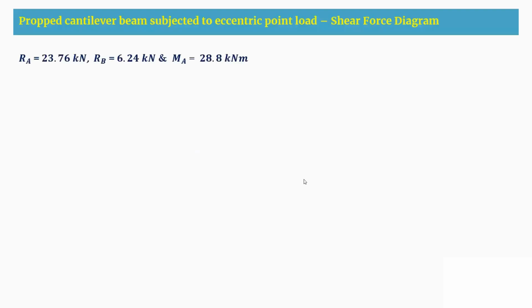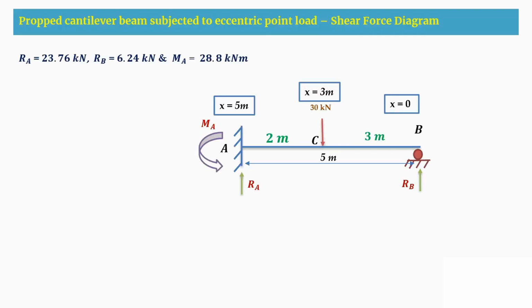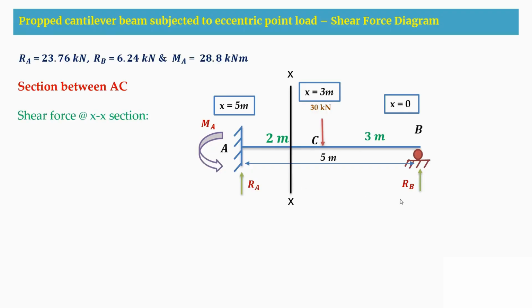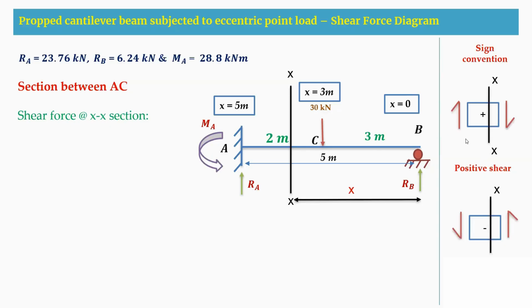Now coming to the next phase, when we are going to take the section in the case of AC. So now I am taking a section in between AC. This is the shear force section XX, and I am considering the X distance from the B support. The same sign convention we are going to follow. So when you write the shear force at X section, this RB is in the anti-clockwise direction, therefore minus RB. And this 30 external load is in the clockwise direction about this section, therefore it is plus 30.